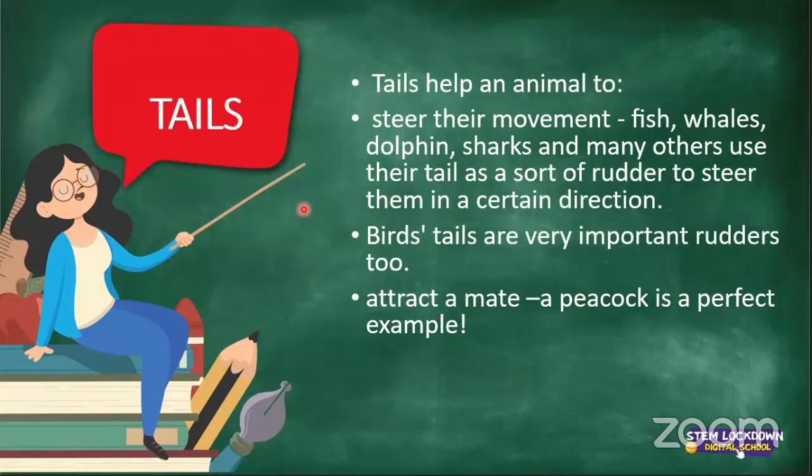A peacock is a perfect example of an animal that uses its tail to attract a mate. Now you will notice that the beautiful, colorful peacock that does that is the male, not the female. The female is actually quite dull. She is not colorful at all, because it is the male's job to attract the female, and that is why his tail is so colorful and beautiful. So when you see one like that, you know it's a male, and when you see a dull brownish one, you'll know it is a female.